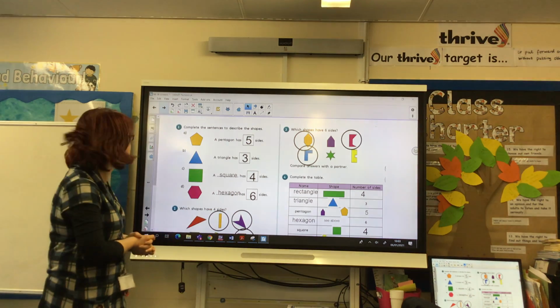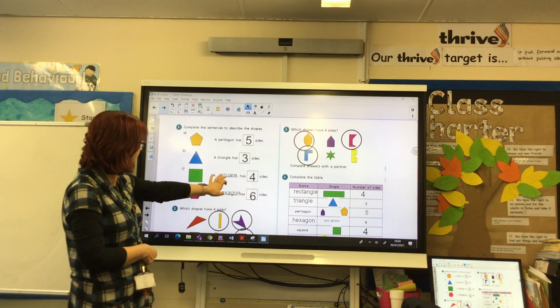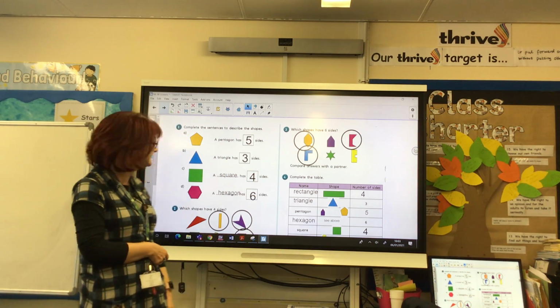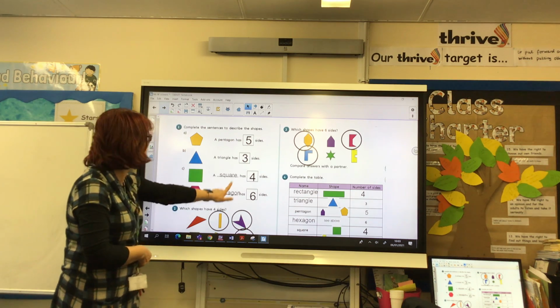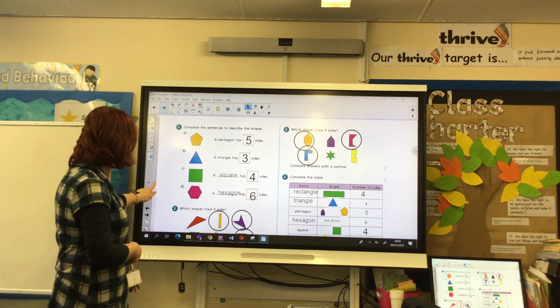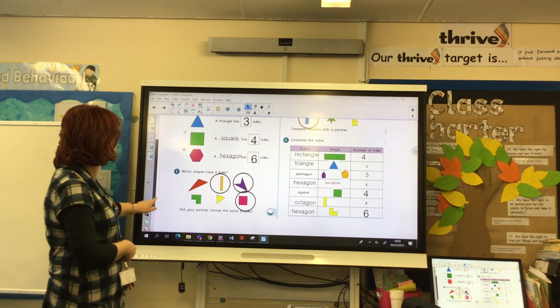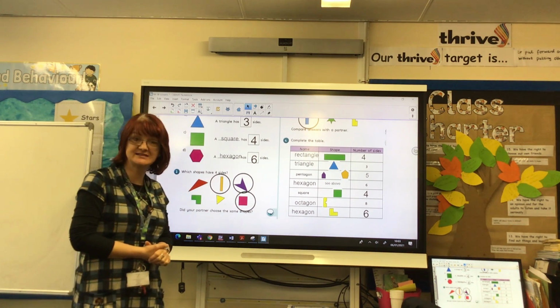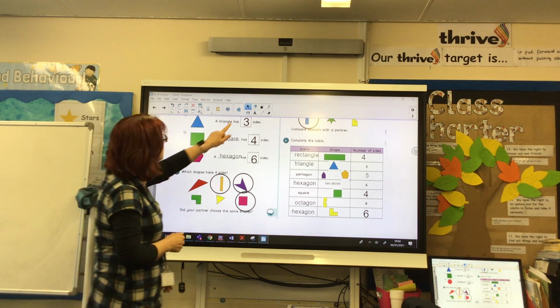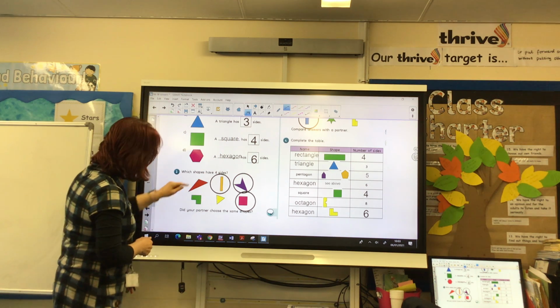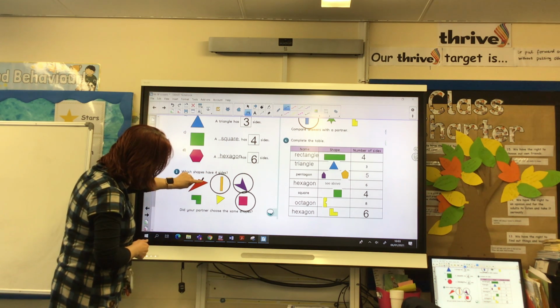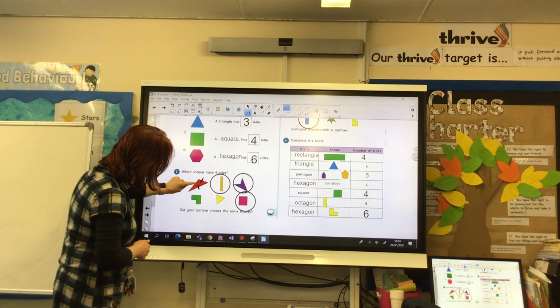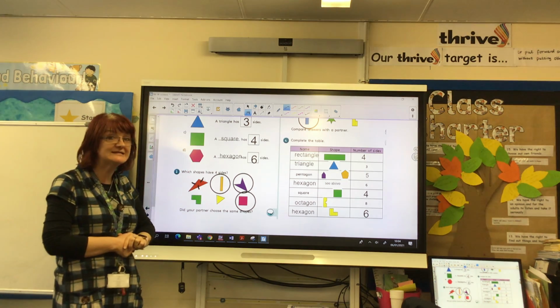A lot of this will be revision for you children. This one here, a square has 4 sides. And this one here, a hexagon has 6 sides. And then you were asked to find out which shapes have 4 sides. When we're counting sides, a really good way of doing it, boys and girls, is to get a pencil and to actually put a line through each side as you're counting. 1, 2, 3, so I know that's got 3 sides.